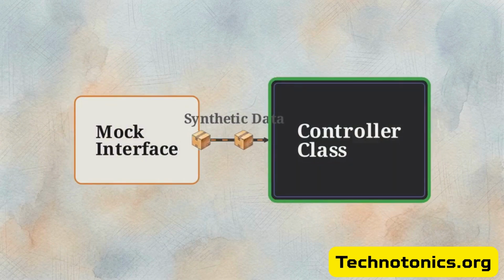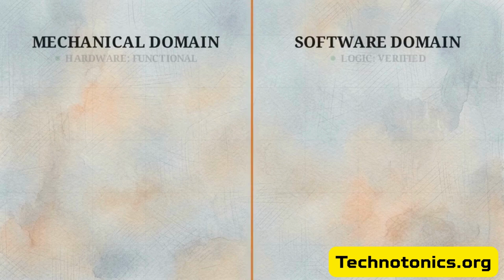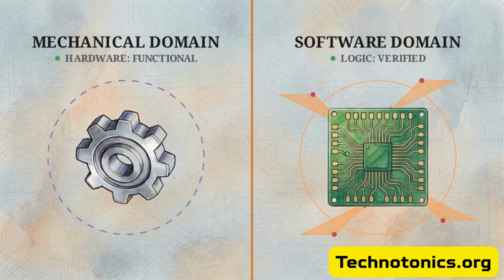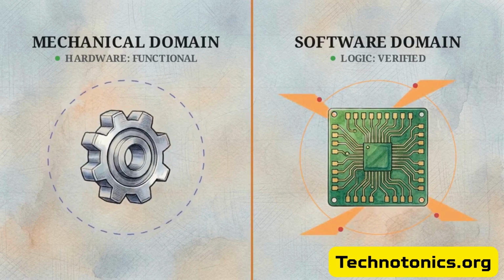As shown in this diagram, the controller class receives synthetic data from a mock interface rather than a physical sensor. Mocking isolates the software's logic, proving that the control algorithms work correctly even when the physical hardware is unavailable. Integrating these tests into the development cycle ensures that new code doesn't break existing functionality, separating software bugs from mechanical failures.